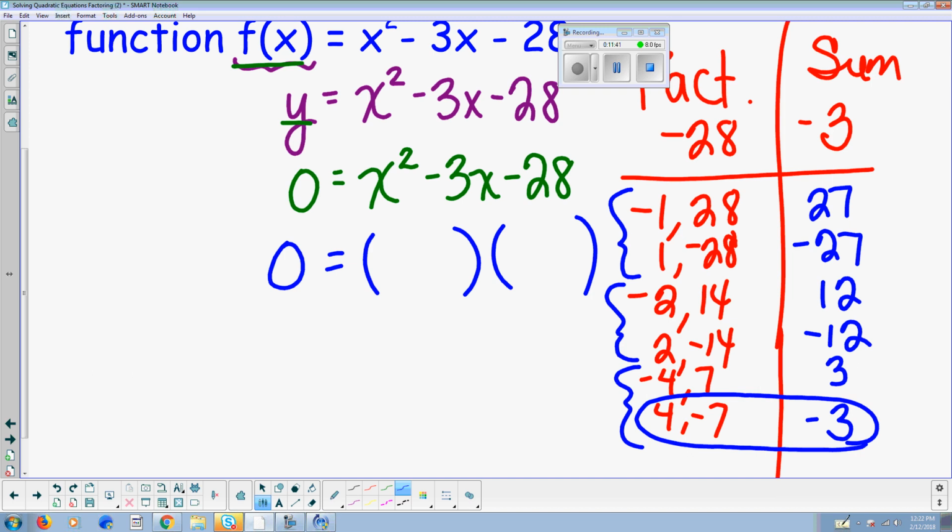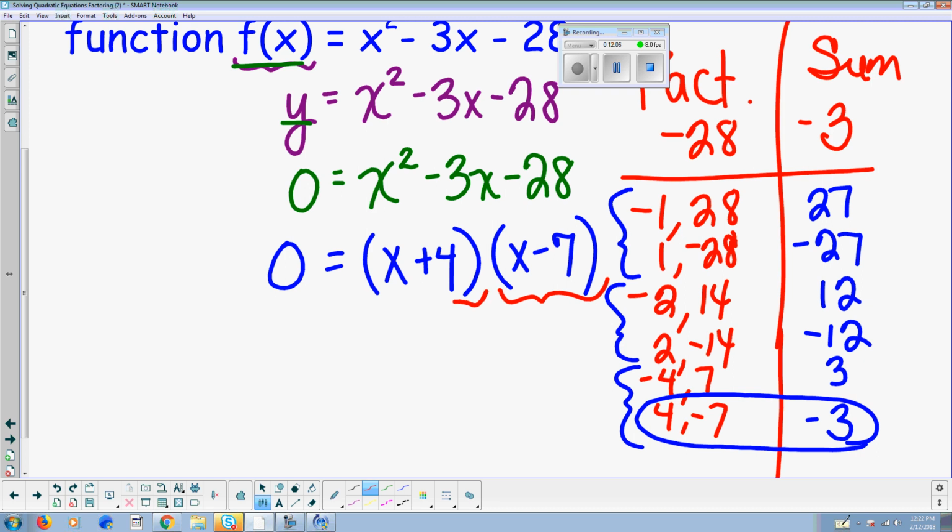The first factor is going to be x plus 4, and the second factor is going to be x minus 7. Now remember, the order in which I put those doesn't really make a difference, but I have to be sure that the 4 has a plus sign with it and that the 7 has a minus sign with it. Now we're ready to solve.